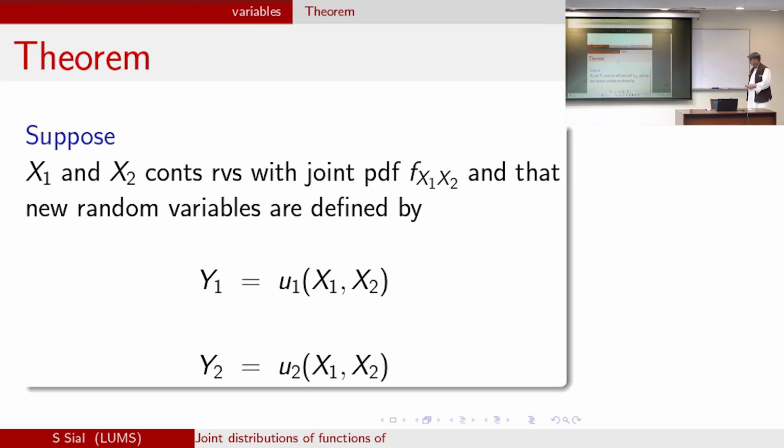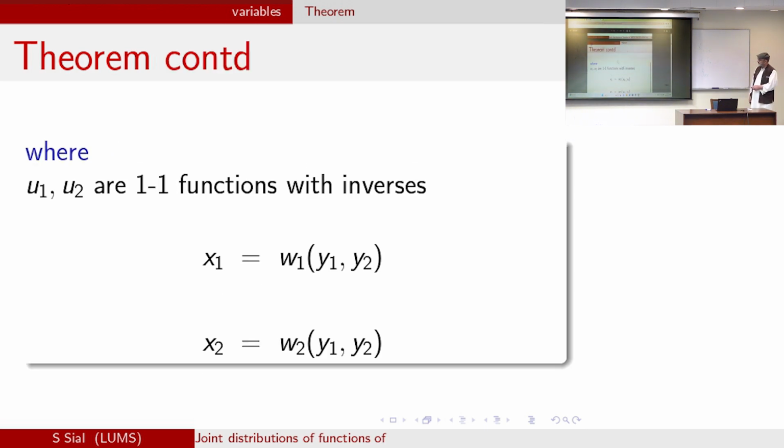Okay, and again, I'm going to suppose that I have two continuous random variables, x1 and x2, and I'm getting new continuous random variables, y1 and y2. y1 is a function u1 of x1 and x2, and y2 is a function u2 of x1 and x2. If we suppose that these functions are one-to-one, then we can find inverses for them. So I can recover x1 from y1 and y2 by x1 is some function w1 of y1 and y2, and I can get x2 as a function w2 of y1 and y2.